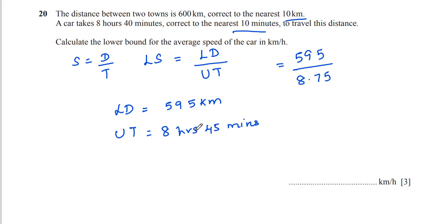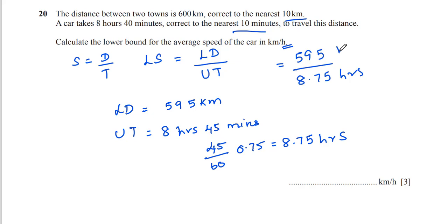How did I do this? We need this in hours, right? So I should convert these 45 minutes to hours. We know in 1 hour we have 60 minutes, so I'm just dividing 45 by 60. I'm getting 0.75. I'm adding that to the hours, so in total 8.75 hours. I'm completely converting this into hours.